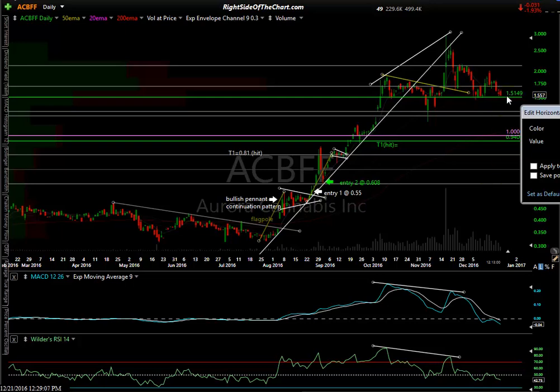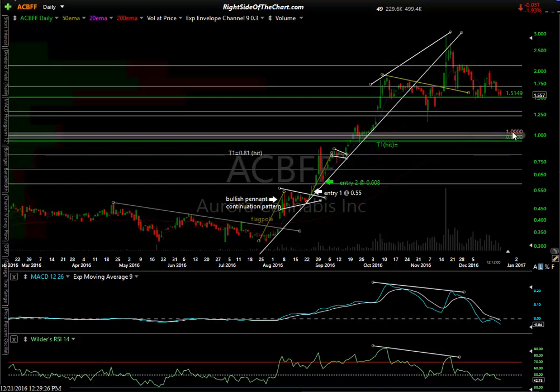It's an objective level to add exposure, but it's also something to watch because if it breaks, there's not a lot of support really all the way down. We have a little bit down here, a support zone around the 125 level, and the real support comes in around $1. That's where the stock needs to remain above, and I think it will. If it gets down there, that would be another objective area to add on or to take a new position.